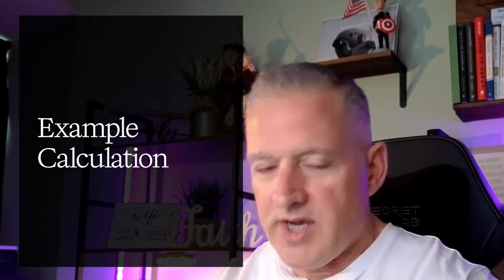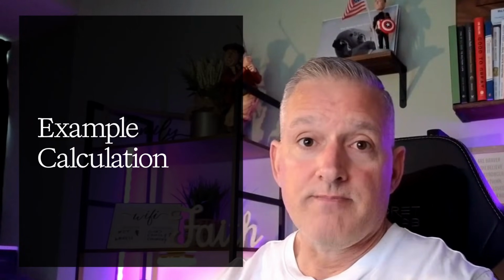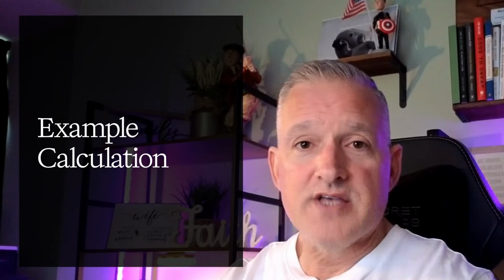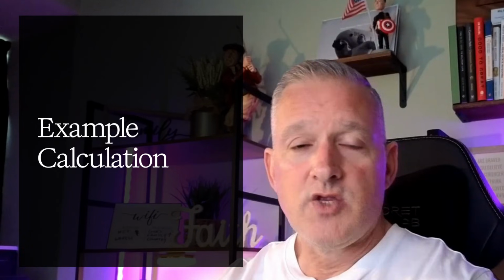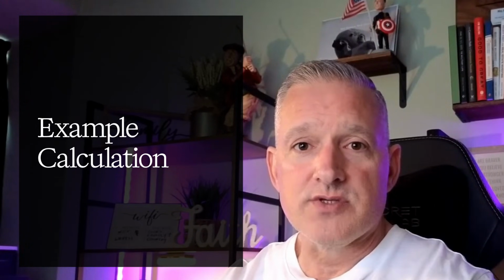So let's look at an easy example. I'll use one of mine. If a property produces $40,000 a year in NOI and you buy it for $500,000, $40,000 divided by $500,000 is 0.08 or 8%. So that is an 8% cap rate. An 8 cap is what we call it.